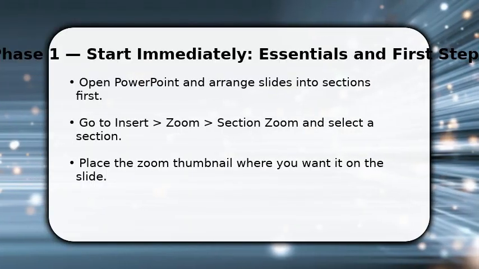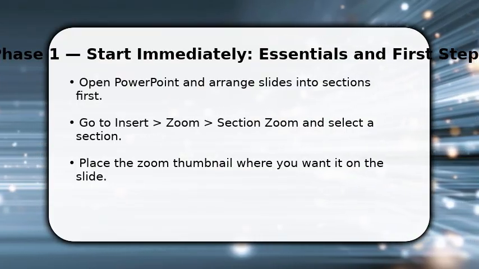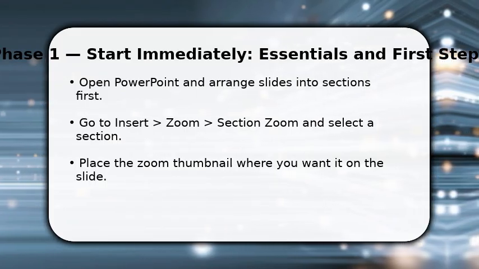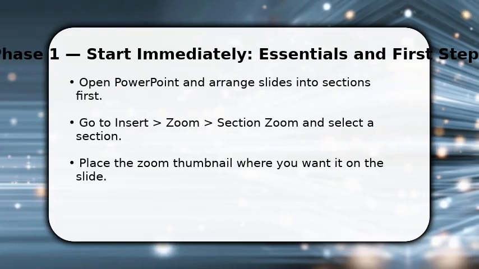You already have sections. Now add your first section zoom. Click Insert, choose Zoom, then Section Zoom. Select the section thumbnail you want to link. Place the thumbnail on the slide and resize it if needed. This creates a visual jump point.